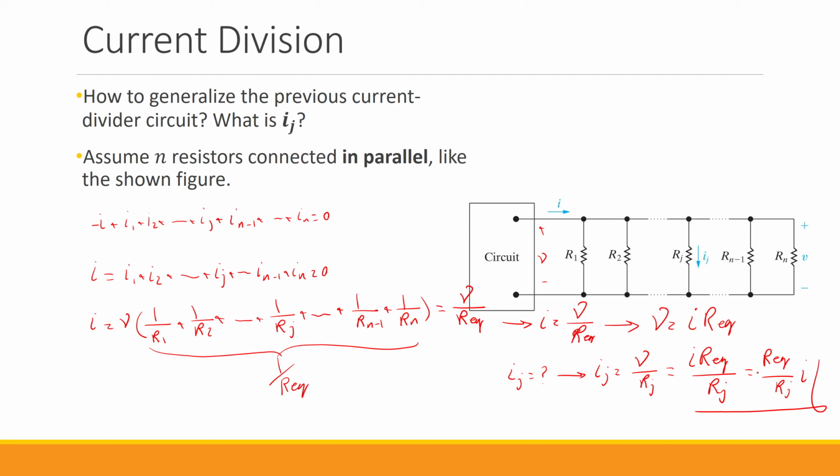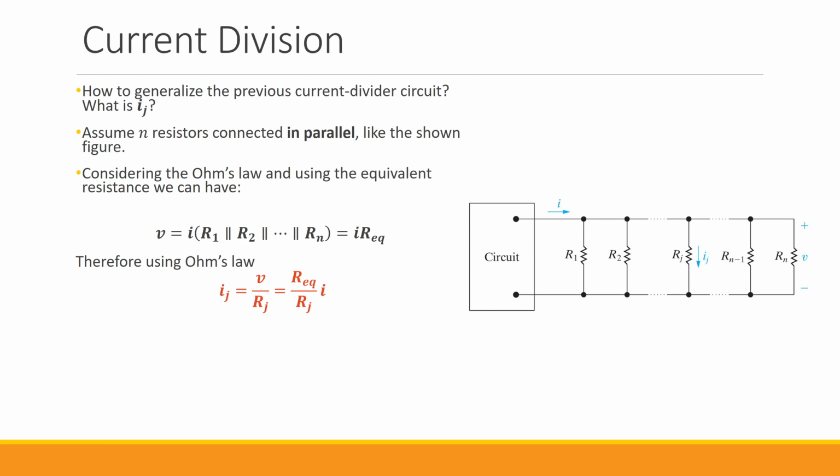So they are inversely proportional. A lower value for the resistor means higher current. A higher value for the resistor means lower current. So this is the conclusion that we have and the generalization that we have for the current divider circuit.